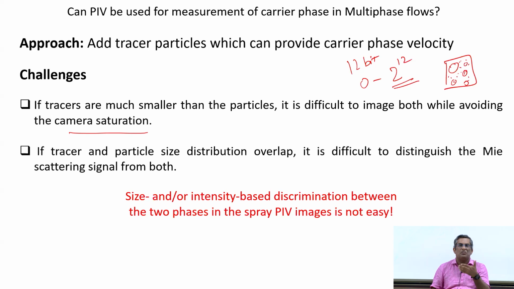Why? Because of the Gaussian nature of the light, as we had discussed earlier. The laser sheet always has a Gaussian nature, so the small particles which are towards the edge, you won't be able to detect them, while large particles will always be detected. So that is the problem.